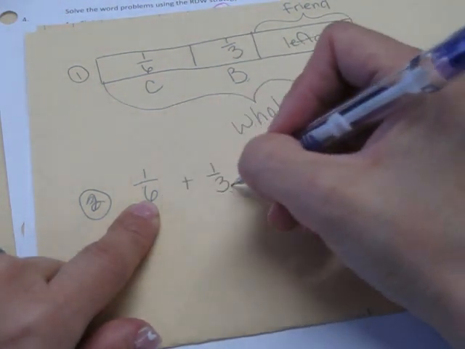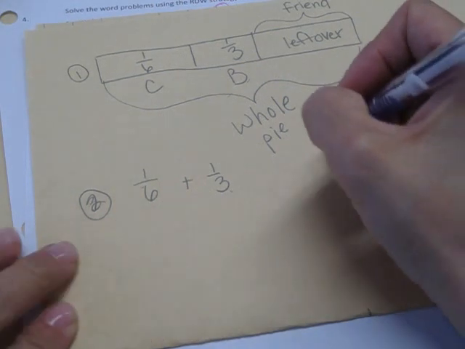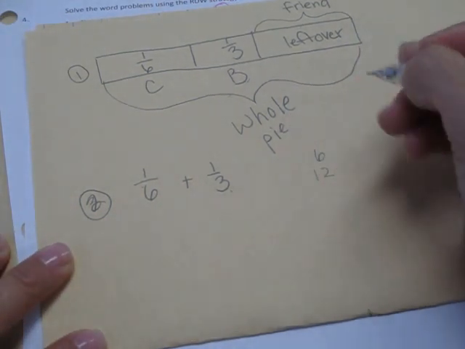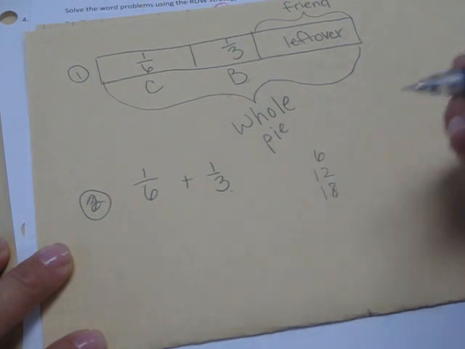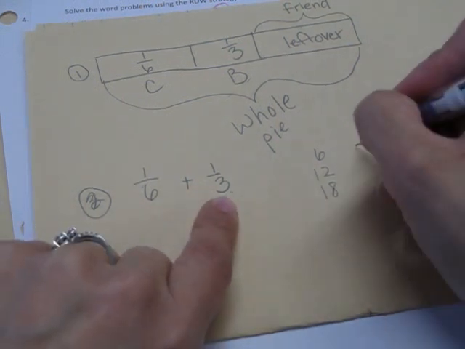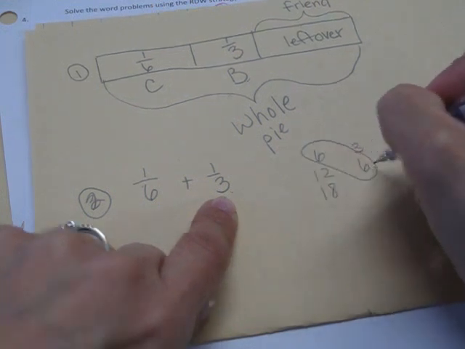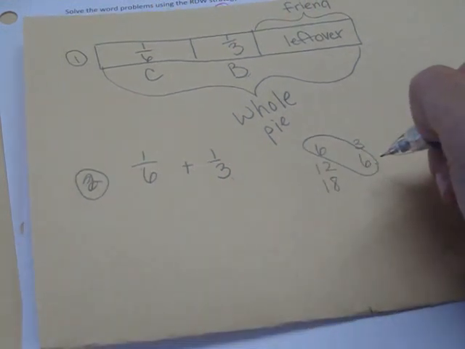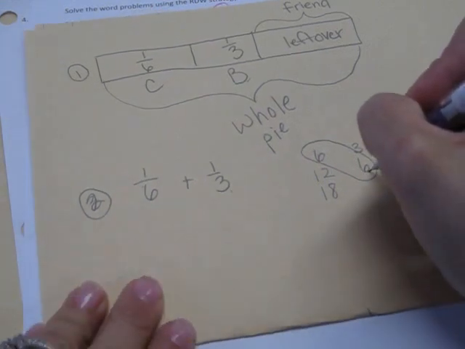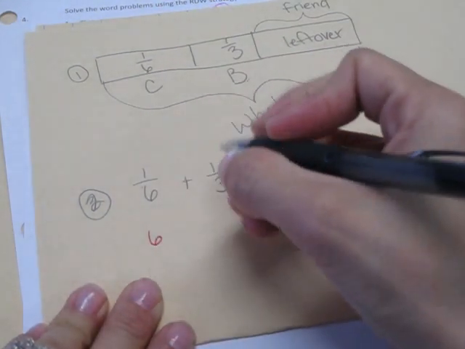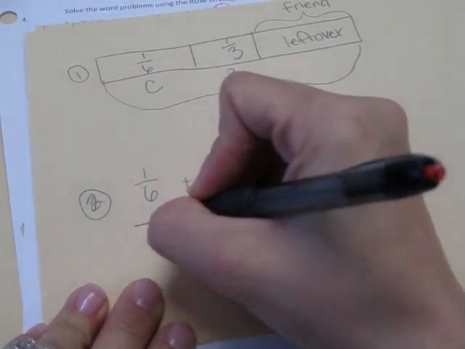I'm going to find the multiples of 6 and 3. So I have 6, 12, 18, and I'm going to stop there, and find the multiples for 3. I have 3, 6, and right there I can stop because I can find my common denominator would be 6. And so I know that I need to have an equation where my common denominator is 6.